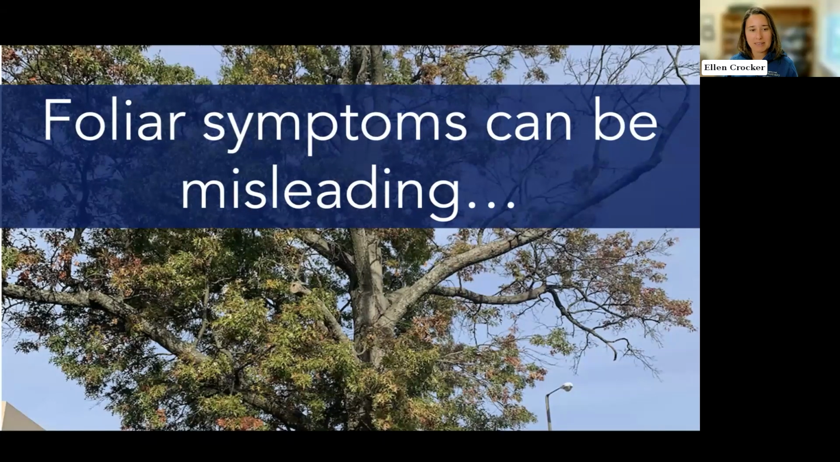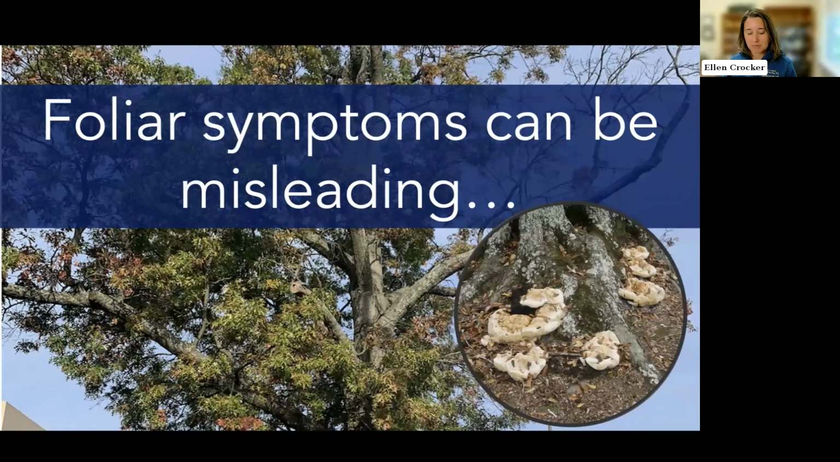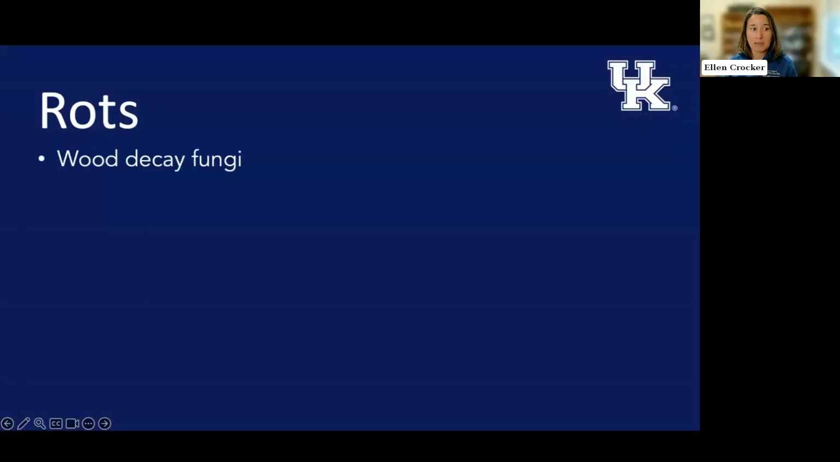Another thing I wanted to talk about is sometimes you'll see problems in the above ground portion of the tree. You'll see the dead branches and the loss of leaves or the browned leaves. But what's causing that might be, we mentioned, in the vascular system, but that also might be below ground. So you might see the symptoms above ground, but the things that are causing those problems might be in the roots or at the base of the tree. And so we're going to talk a little bit about rots.